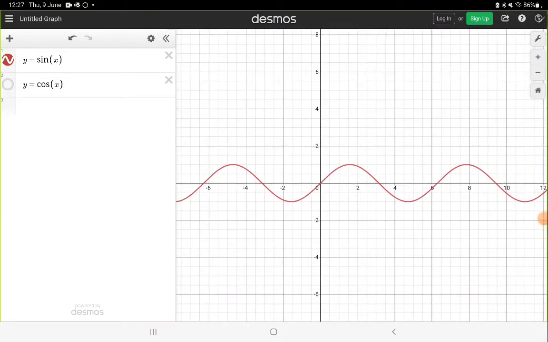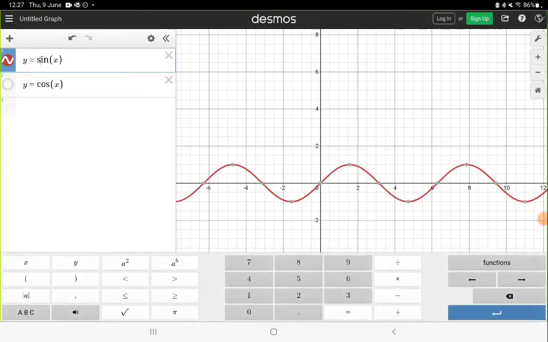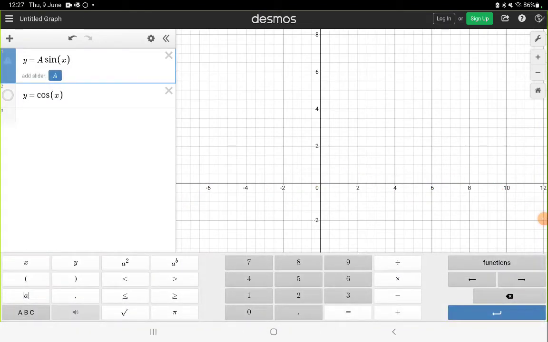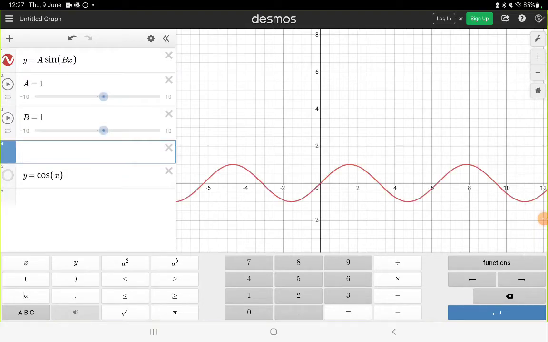Now, as with any function, we can dilate this function both in the vertical direction and in the horizontal direction. So we could do that by multiplying it by some constant, a, out the front, and by some constant, b, in the middle. Now, the a, being on the outside, is going to be our vertical dilator, and the b value is going to be our horizontal dilator.